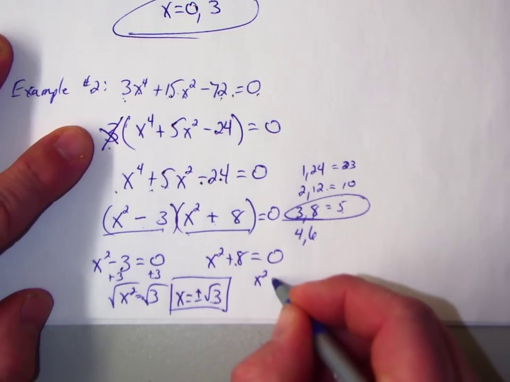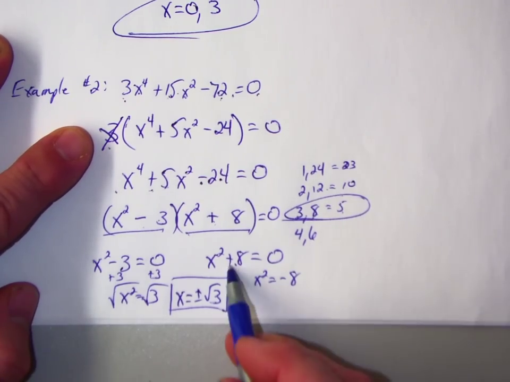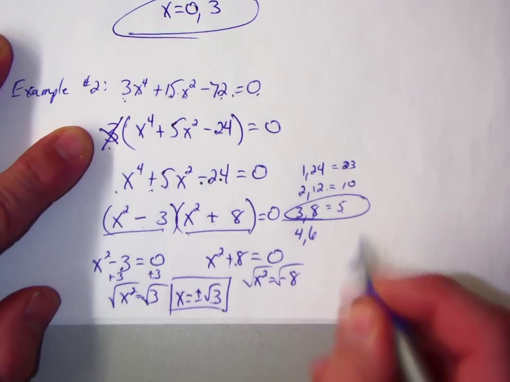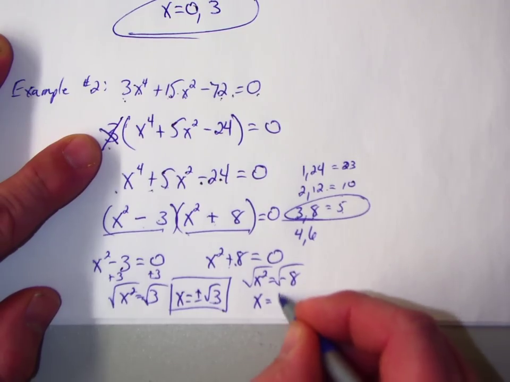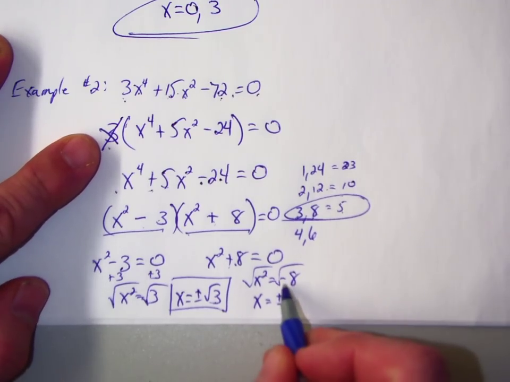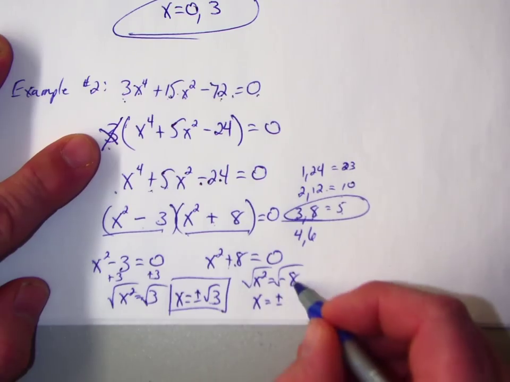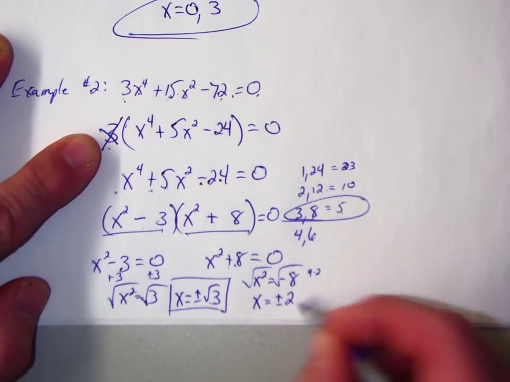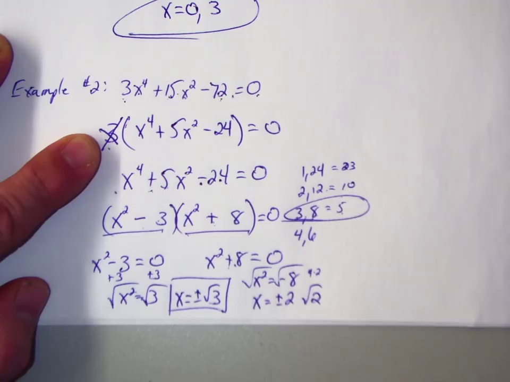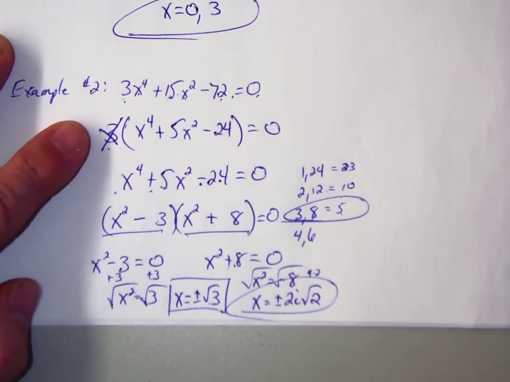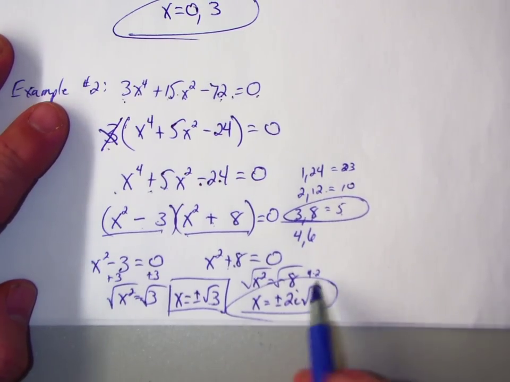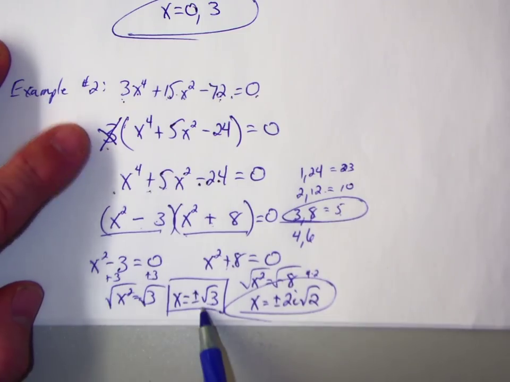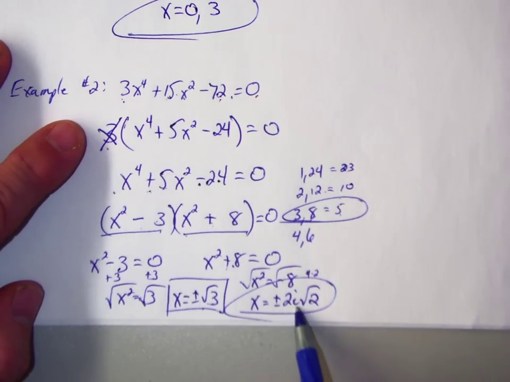Here, x squared equals negative 8, because I got to subtract 8. Take the square root of both sides, so x is equal to plus or minus. All right, we're taking the square root of negative 8. Well, that can be simplified down to, that's what, 4 times 2, so that gives me 2 radical 2. Negative gives me the i. So here are my 4 solutions. So in this case, of my 4 solutions, 2 are real and 2 are imaginary.